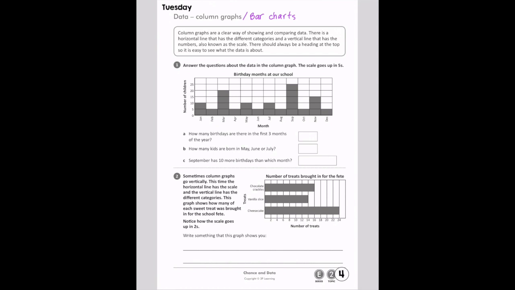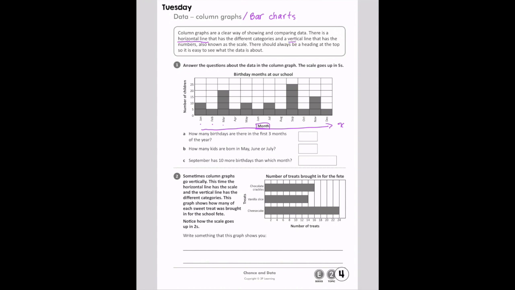So there should always be a heading at the top so it's easy to see what the data is about. So let's review. There's a horizontal line that has different categories. So that's this line here, our x-axis. So we have January, February, March, all the way to December, right? And we know that these are months.